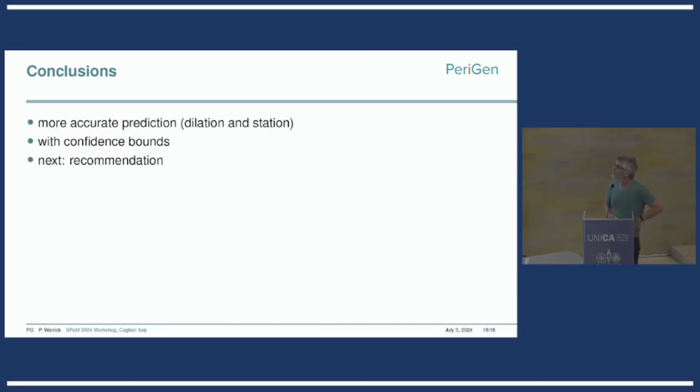The conclusions are that we have a more accurate prediction, and we have more confidence in those predictions. And this is something that is really nice for going to this next step of recommendation. We haven't gone that step yet. We just wanted to make sure that we could predict well, and now we're in the process of interpreting those predictions, in the sense of, are we in arrest, or are we not in arrest? Should there be a C-section or not? Thank you.